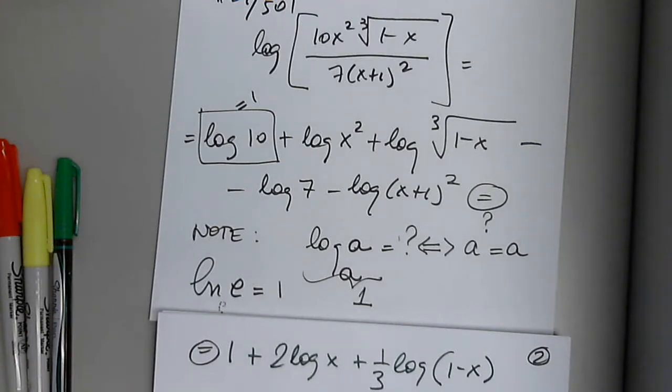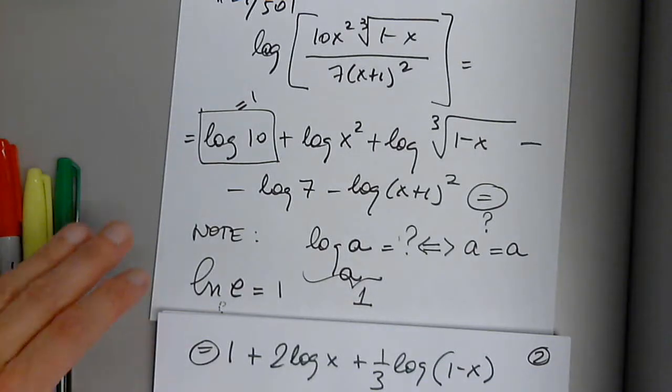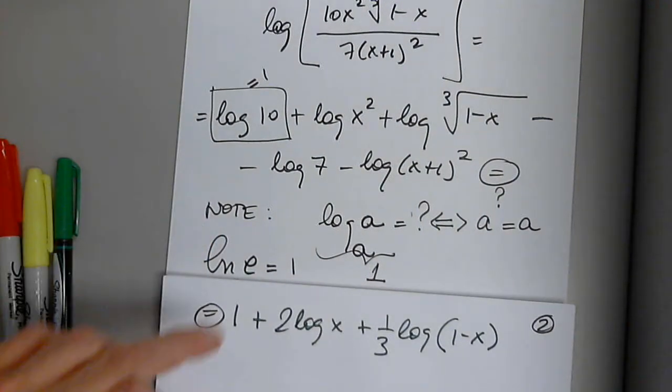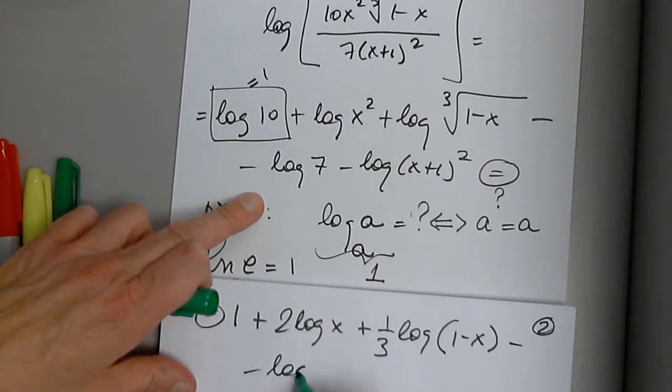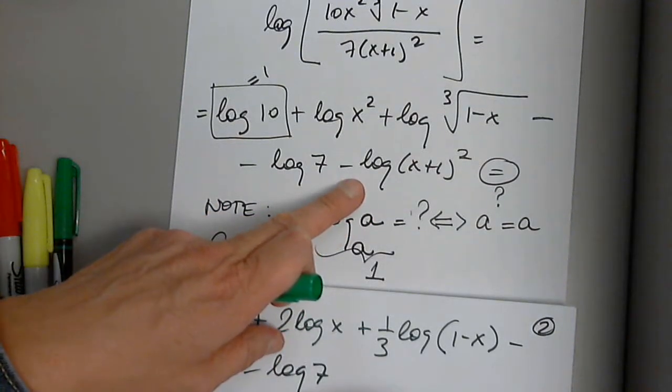Remember, we do not have a rule for addition or subtraction inside the log. You cannot touch this. You can only change log of a product, ratio, or power, not log of a sum or difference. Same thing with a square root. Same idea. Okay, minus. No one can change log 7, but I can change this using the power rule.